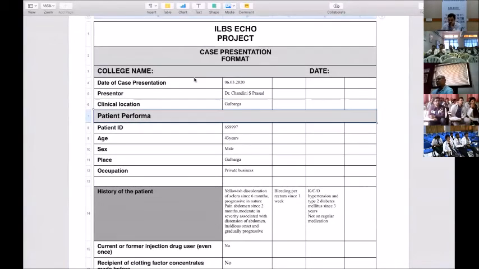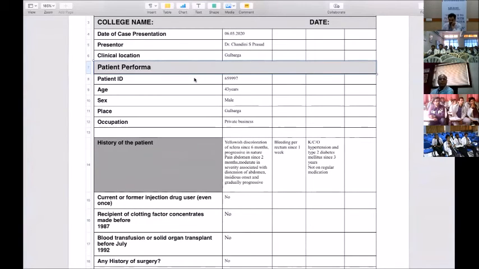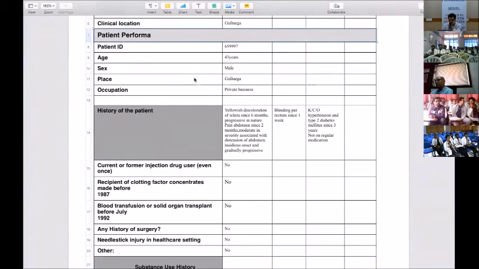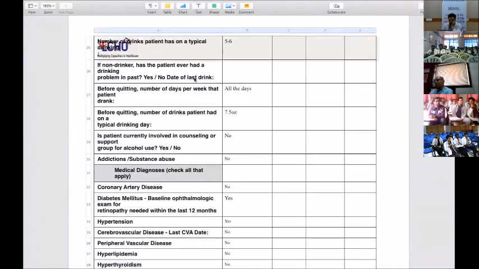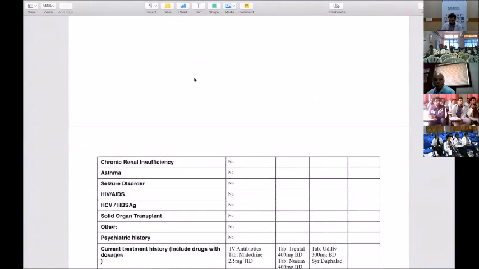So Dr. Chandni will be presenting her case. Hello. Am I audible? Yes. Myself, Dr. Chandni S. Prasad from Gulbarga. We have a male patient, 43 years old, from Gulbarga. His occupation is private business.